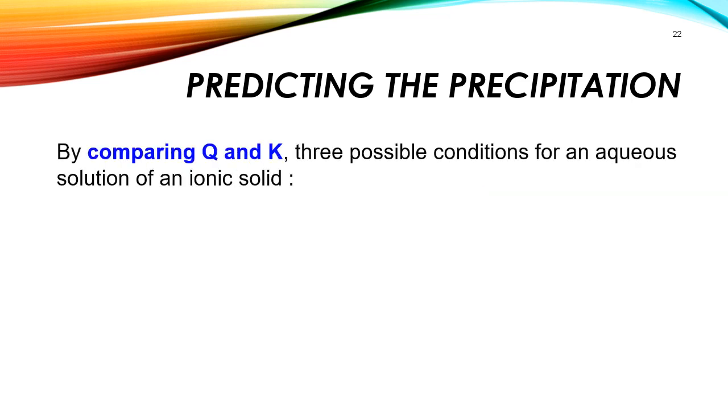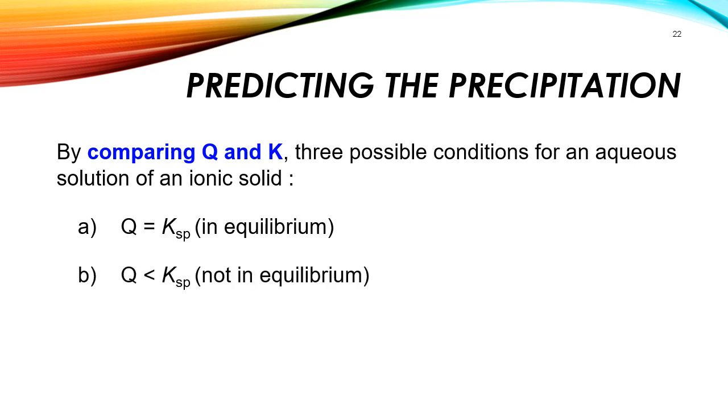By comparing Q and K, there are three possible conditions for an aqueous solution of an ionic solid. First, when Q equals K, that means the system is in equilibrium. Second, when Q is less than K, that means the system is not in equilibrium. And finally, when Q is greater than K, that also means the system is not in equilibrium.